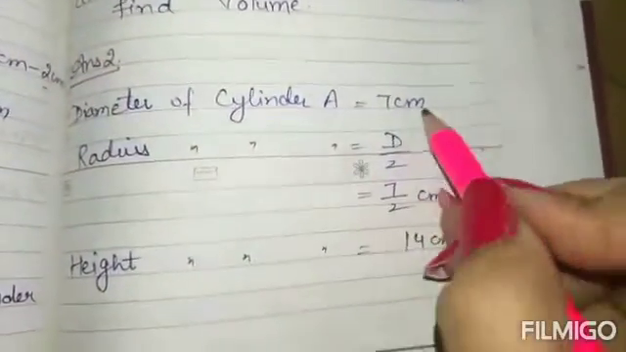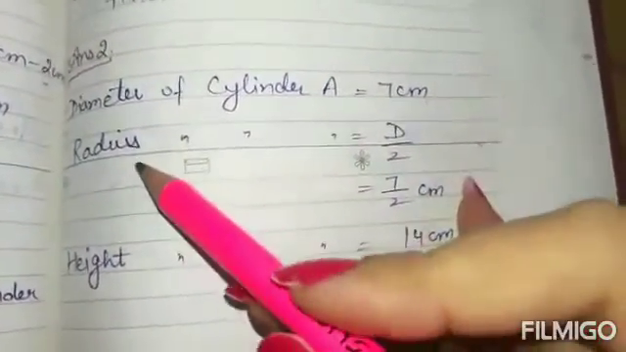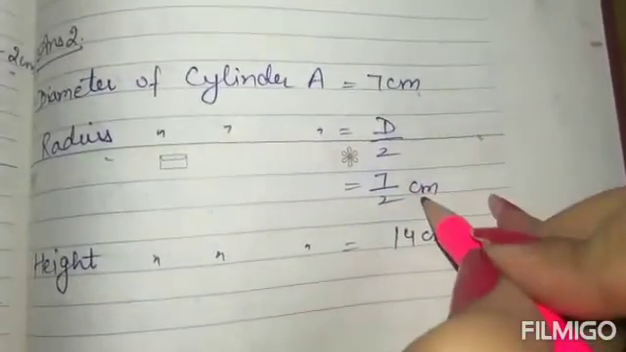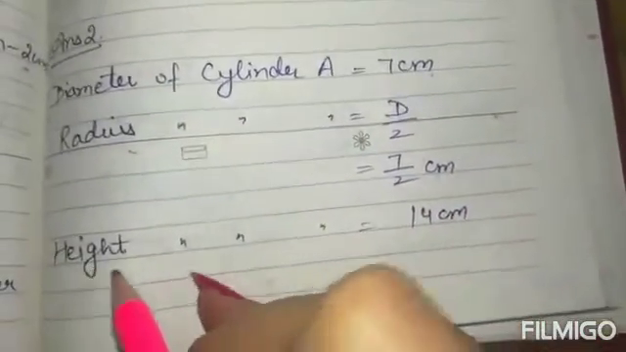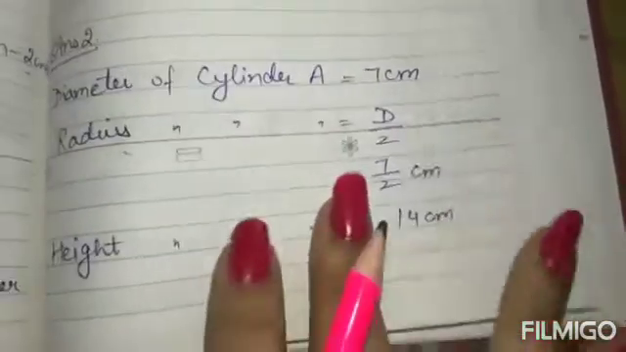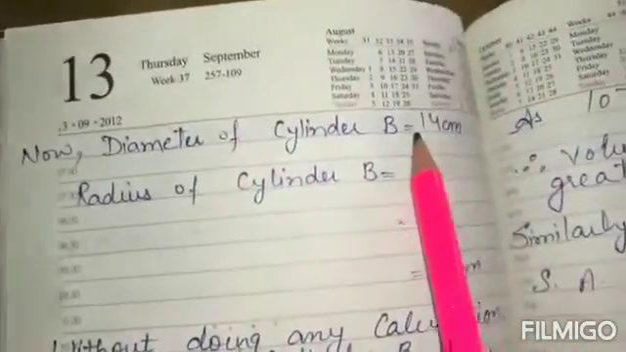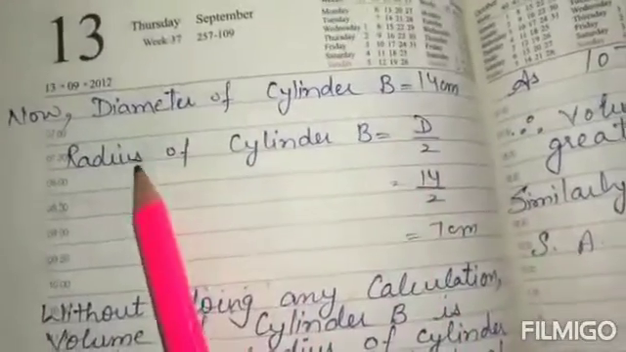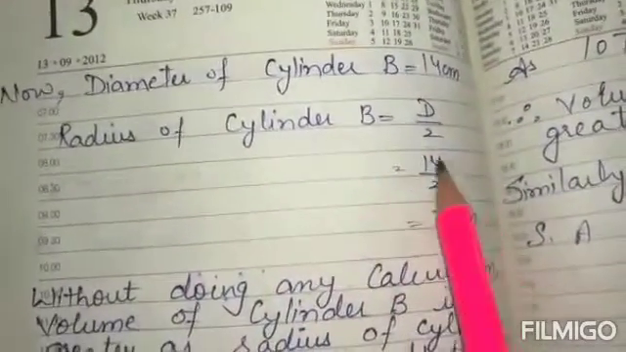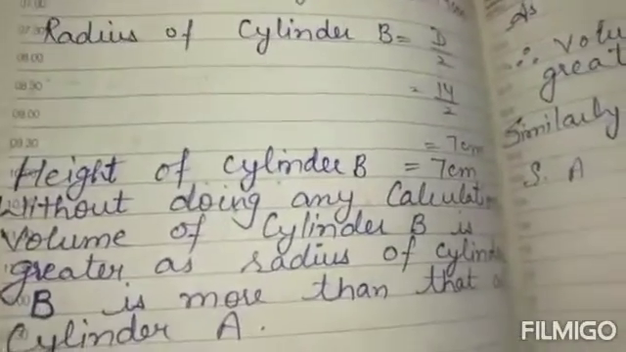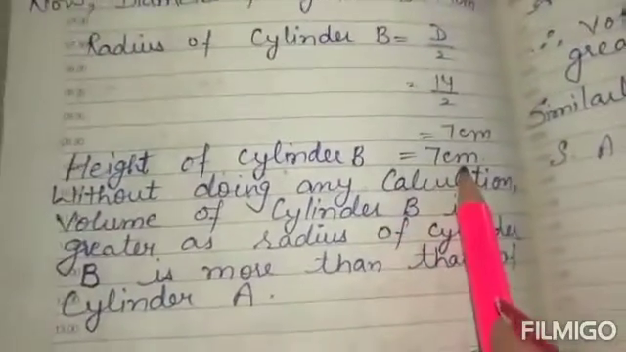Diameter of cylinder A equal to 7 centimeter. How can we calculate the radius? Diameter by 2 equal to 7 by 2 centimeter. And height of the cylinder A is 14 centimeter. Now diameter of cylinder B is 14 centimeter. Radius of cylinder B, D by 2 means 14 by 2, 7 centimeter. And height of cylinder B equal to 7 centimeter.